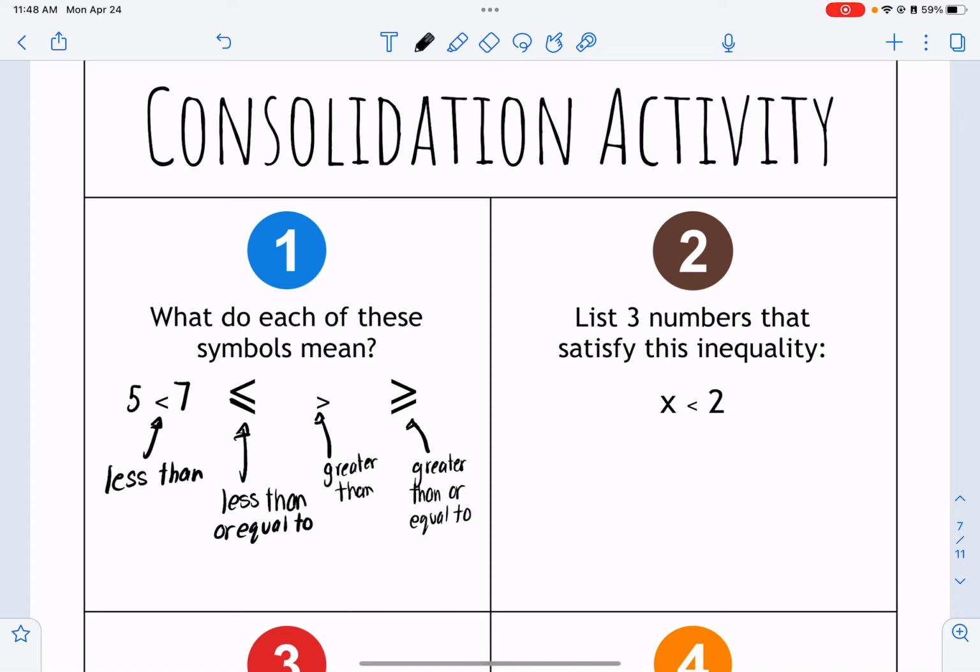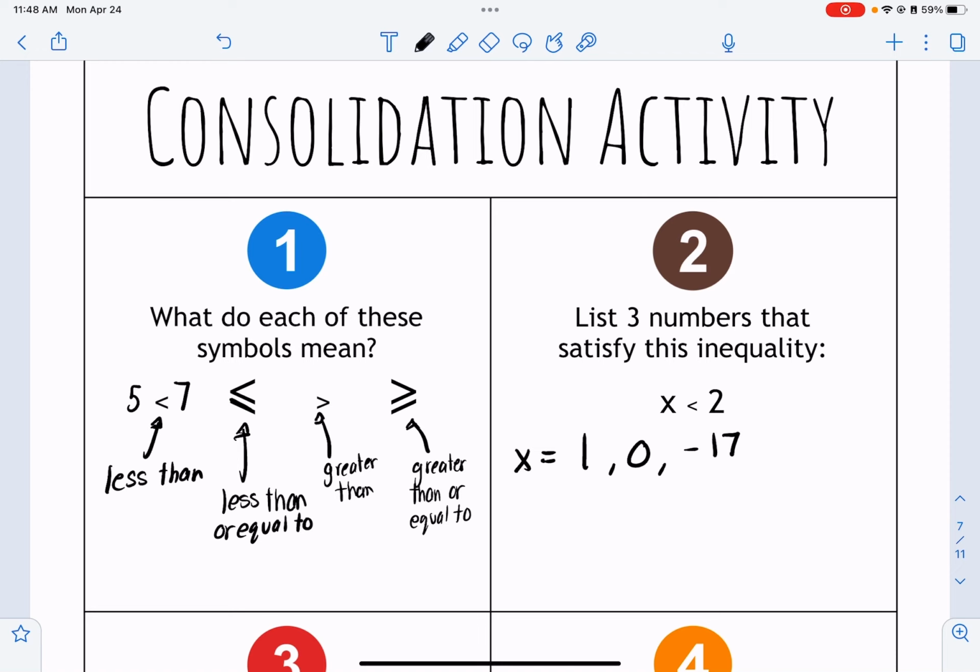Okay, now let's work into solving some problems using these signs. List 3 numbers that satisfy the inequality x is less than 2. So what it boils down to is we need 3 numbers that are less than 2. And hopefully you know some of these, right? 1 is less than 2. 0 is less than 2. And negative 17 is less than 2.